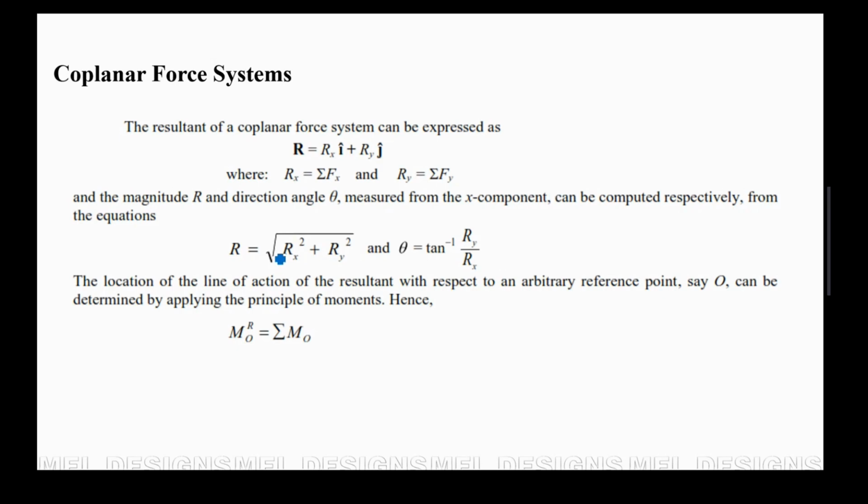So it is equal to the square root of Rx squared plus Ry squared, and our theta, or the angle between the x and y axis, will now be equal to this formula, and then the location of the line of action of the resultant with respect to an arbitrary reference point, say O, can be determined by applying the principle of moments. Hence, the summation of the moment at point O is equal to the moment of the resultant at point O.